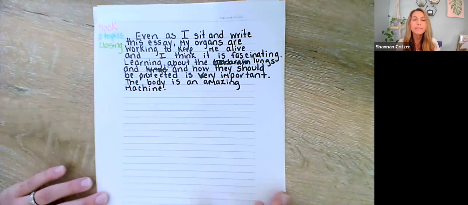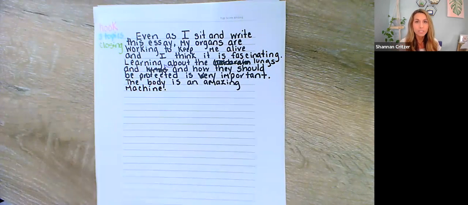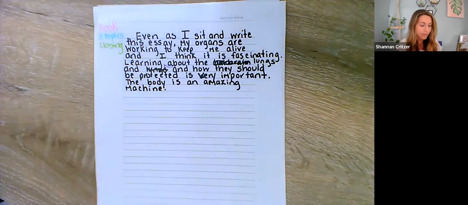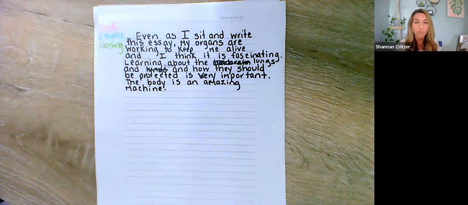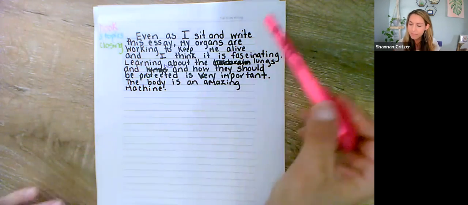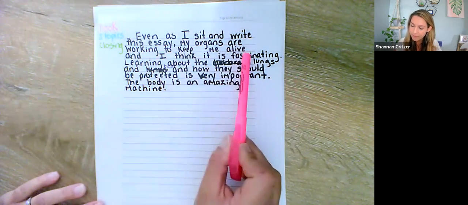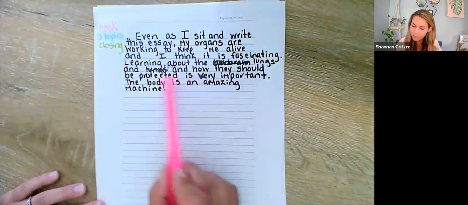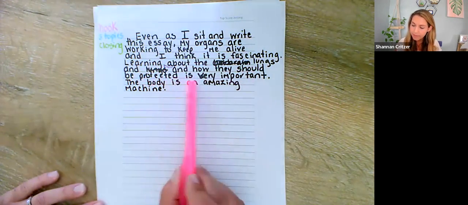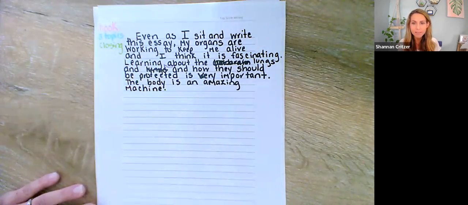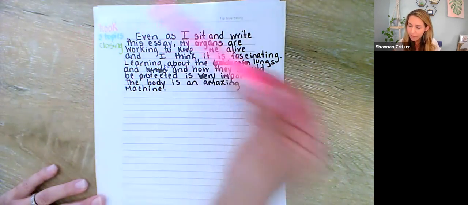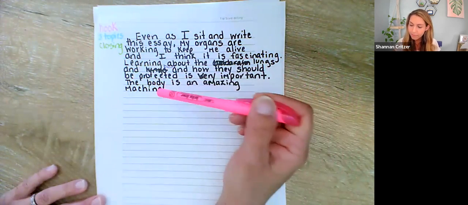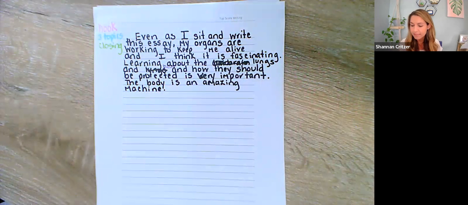All right, now let's take a moment. And before we finish this introduction, let's reread it. Let's see if we found any other simple mistakes or fast brain mistakes. Even as I sit and write this essay, my organs are working to keep me alive. And I think it is fascinating. Learning about the lungs and brain and how they should be protected is very important. The body is an amazing machine. Excellent. So I've indented my paragraph. I've started every sentence with a capital letter. I have used punctuation marks at the end of all of my sentences. I've fixed a couple of clarity mistakes I made, and now this introduction paragraph is complete.